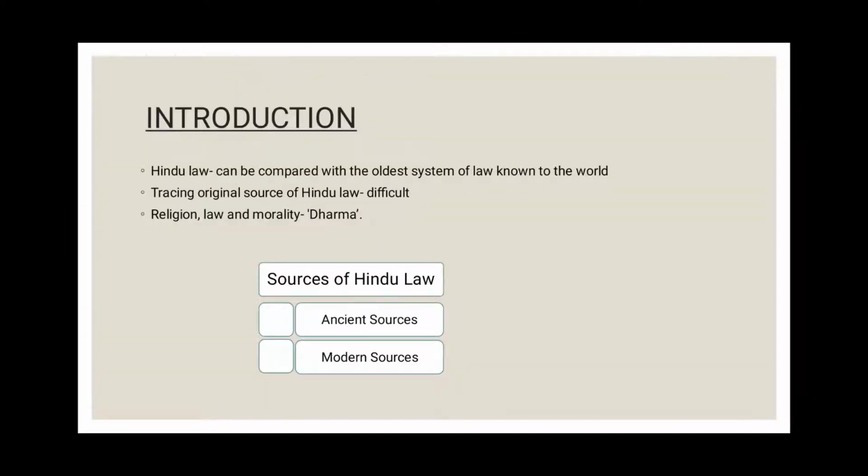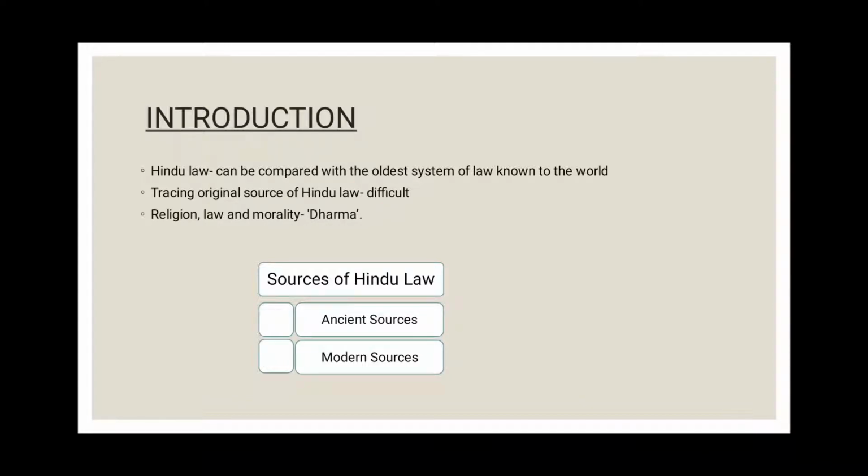We all know that Hindu law can be compared to one of the oldest systems of law known to the world, and therefore it is very difficult to track and trace the original sources of Hindu law, since we have to go back to an era where there were no written communications. Religion, law, and morality all had similar meanings and were commonly referred to as dharma earlier. What are the sources of Hindu law today were earlier the sources of Dharma.